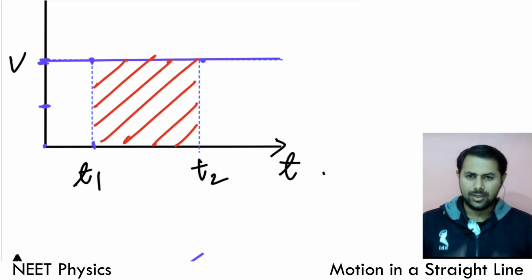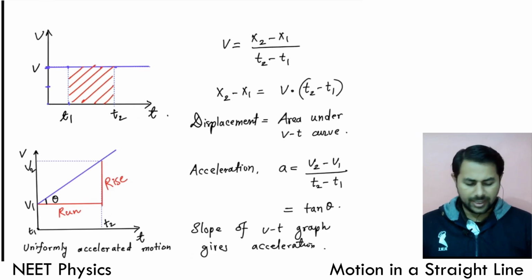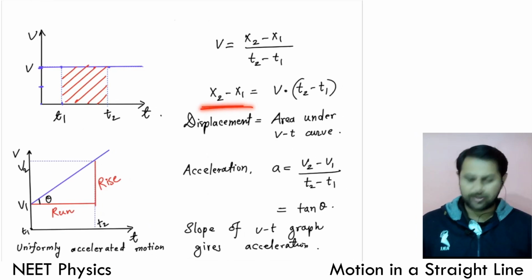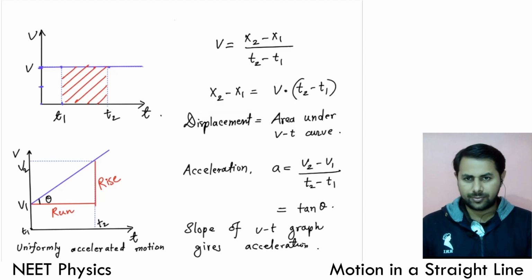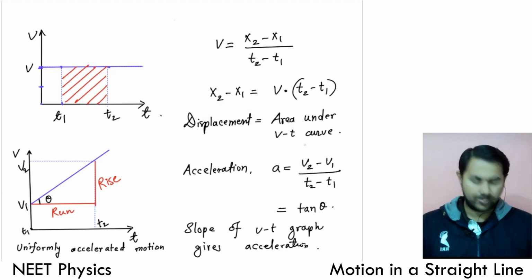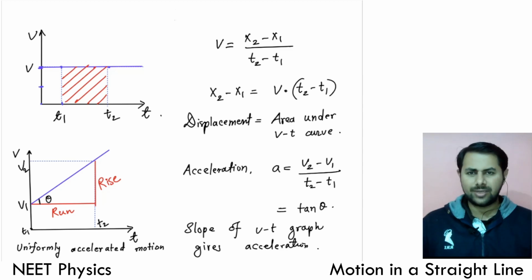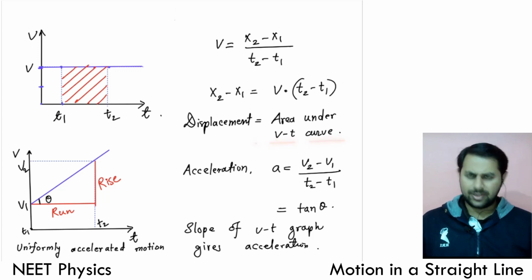So this area is what? It's equal to x2 minus x1. That means it is equal to the displacement of the object from time t1 to time t2. So the area under the vt curve from t1 to t2 is equal to the displacement of the object from time t1 to time t2, right? Okay, this thing is clear.